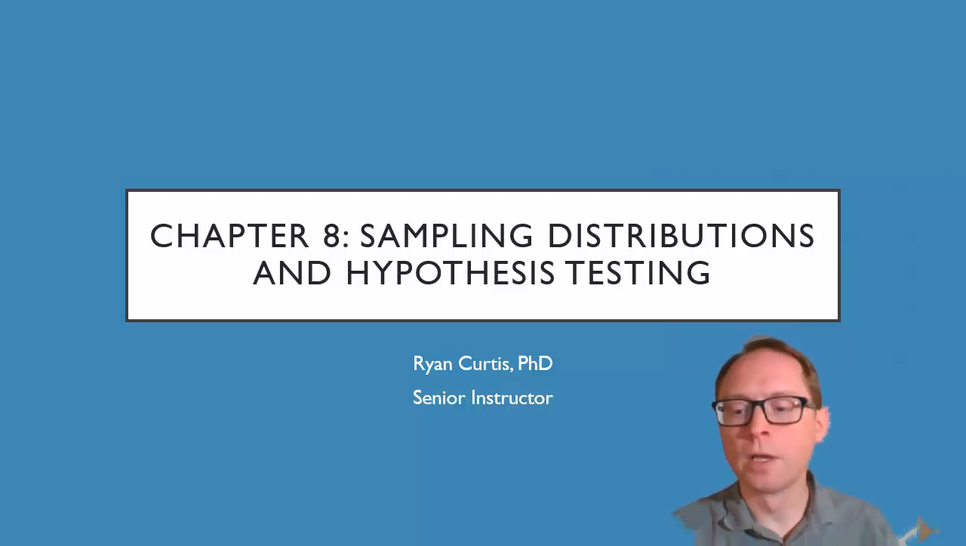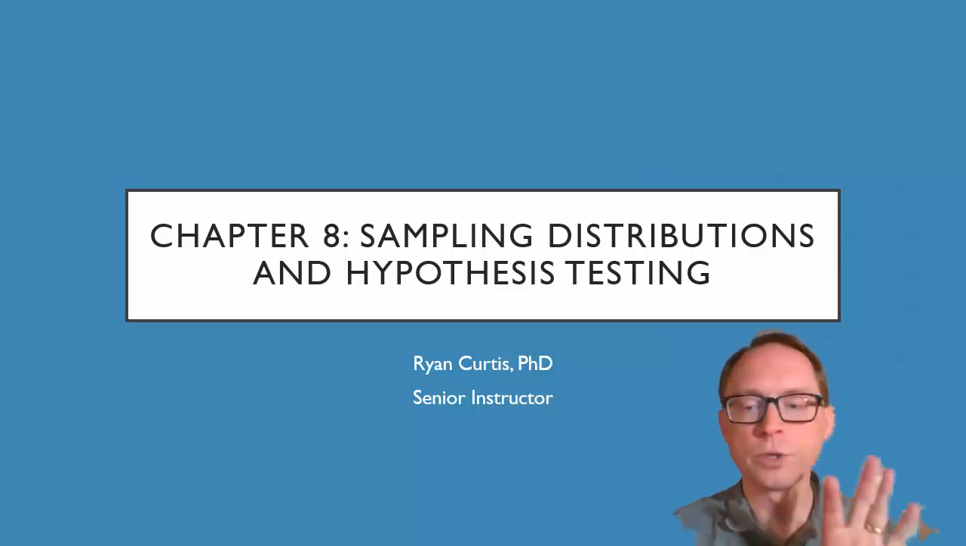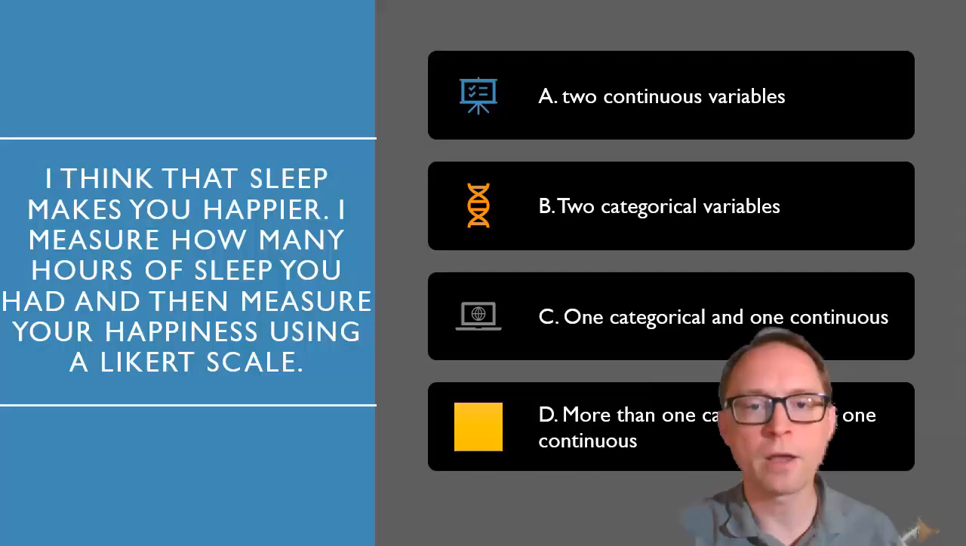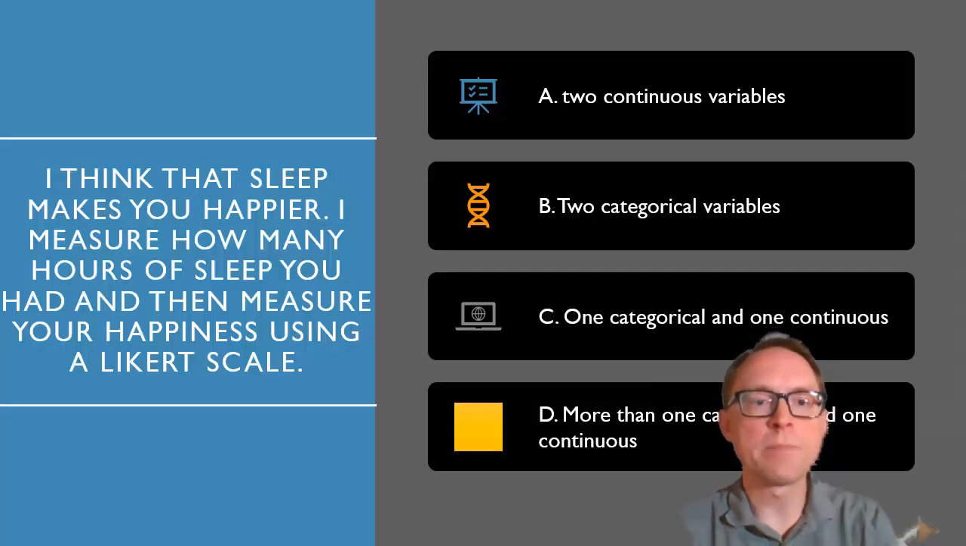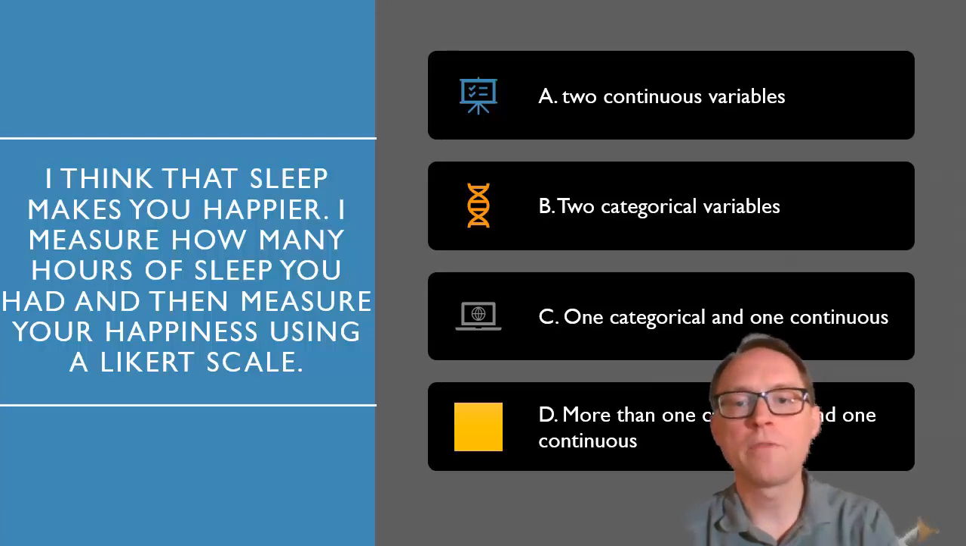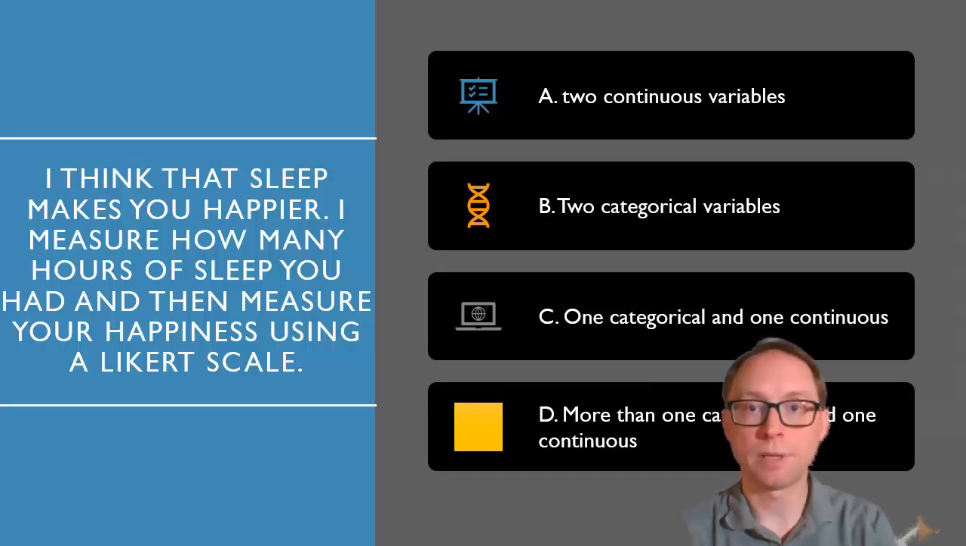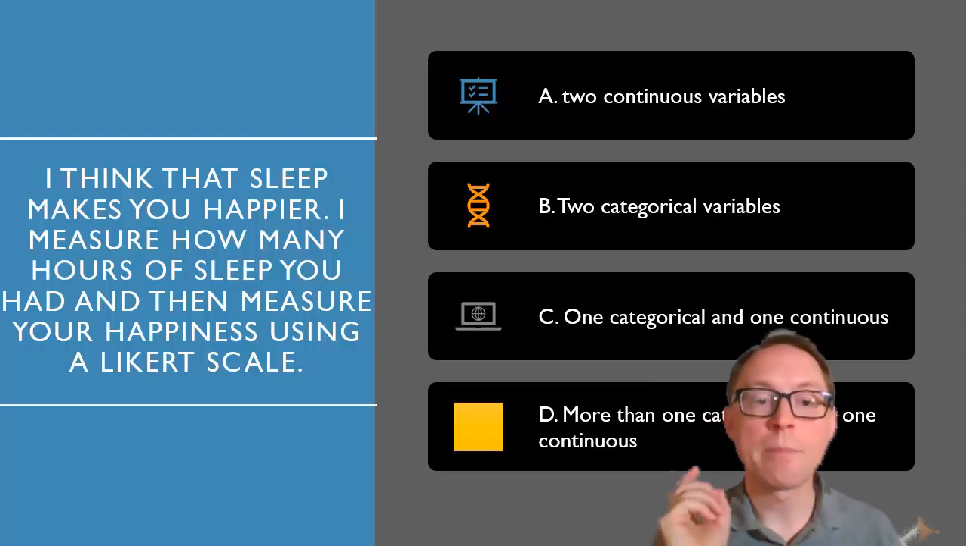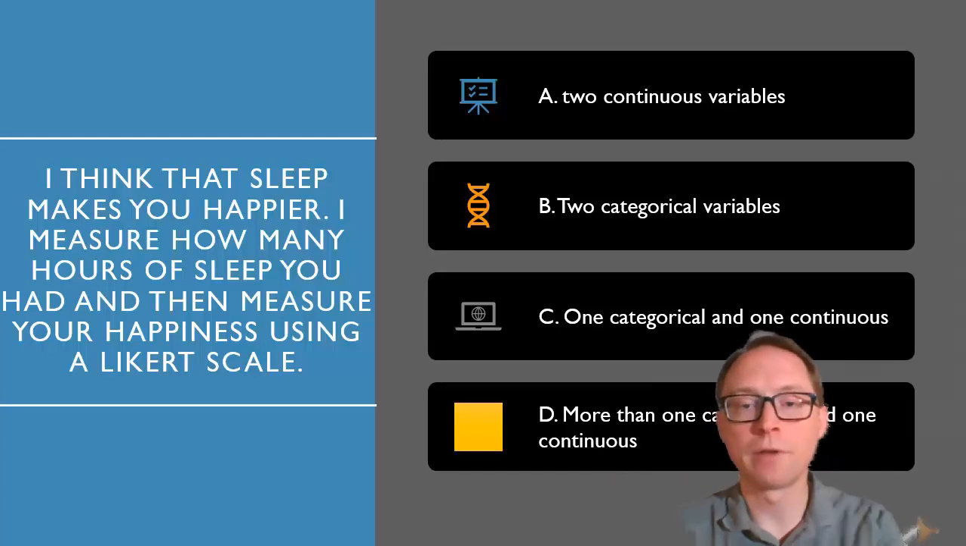All right, let's do some review. And so this is review stuff you should already have in the back of your mind. Here we go. I think that sleep makes you happier. I measure how many hours of sleep you had and then measure your happiness using a Likert scale. How many variables and what are they? Okay, this would be two continuous variables. Hours of sleep would be ratio, and happiness using a Likert scale, that's an agree to disagree kind of thing. That is an ordinal measure. Both of those we chunk together as continuous data. So these are two continuous variables.